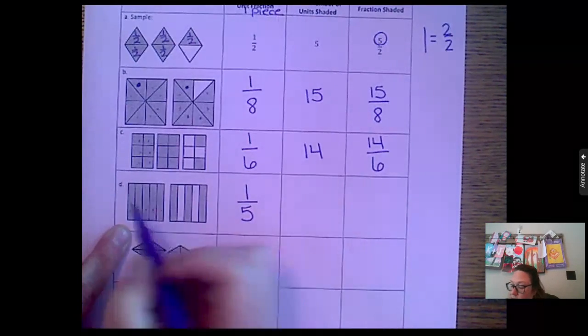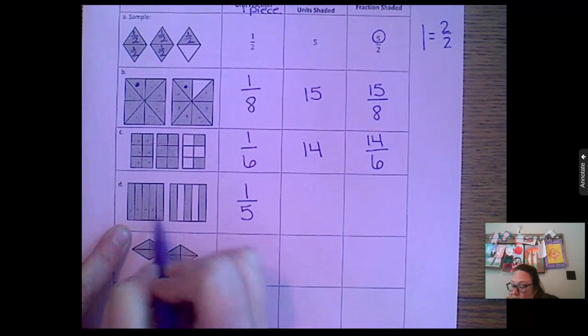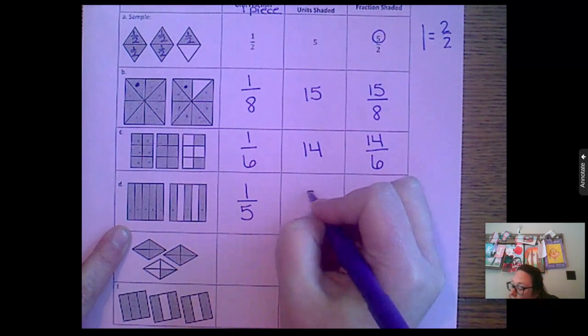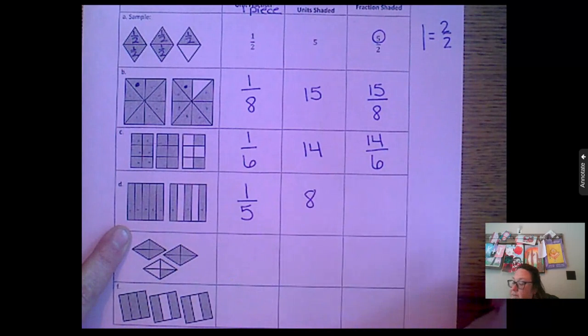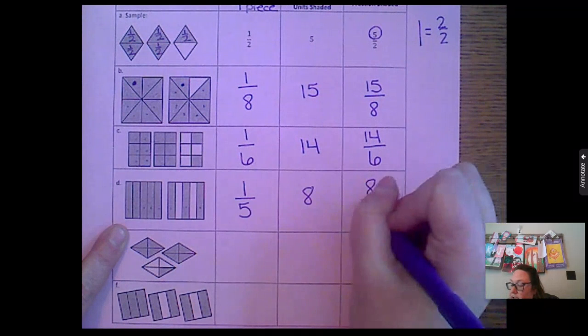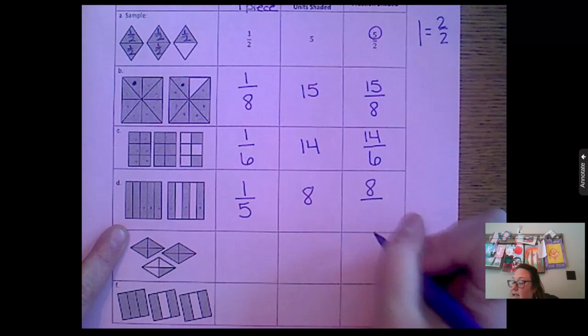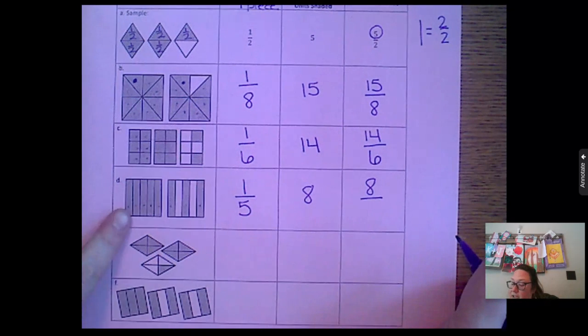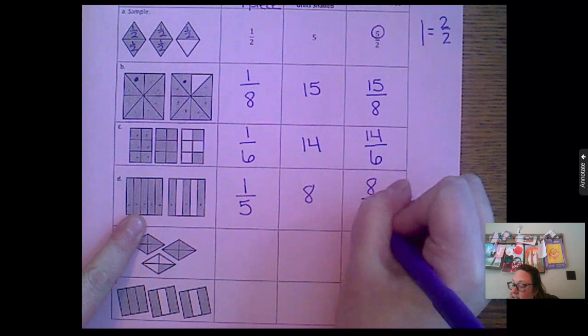My next column is the total number of units shaded. So I'm going to count. I already know that there's 5 pieces here. So 5, 6, 7, 8. There's 8 pieces shaded. So for my fraction shaded, 8 is going to be my numerator, right? Because there's 8 pieces that are shaded. And what's my denominator? 5, right? Because if I look at each whole, there's 5 pieces in each whole.